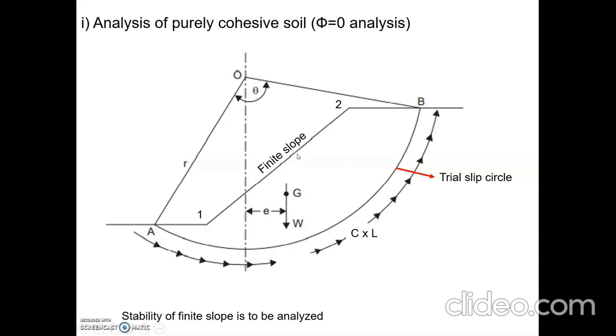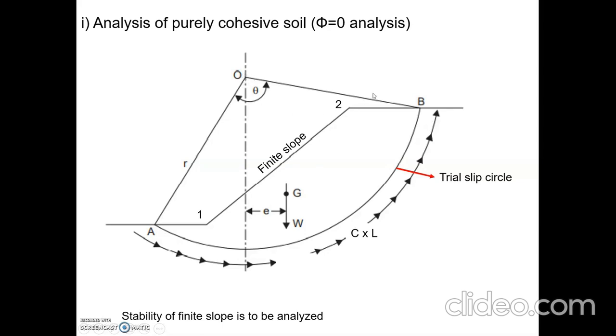So to begin with, we'll have to assume the trial slip circle, that is the trial failure plane, which is shown by points A and B. So AB is the trial slip circle which has been assumed.